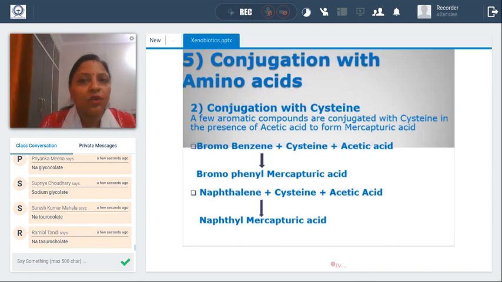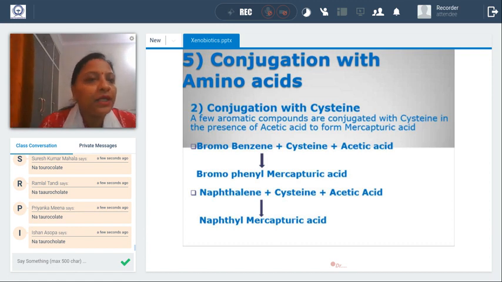So next reaction is conjugation with the amino acid cysteine. A few aromatic compounds are conjugated with cysteine in the presence of acetic acid to form mercapturic acid. This is an important reaction. So bromobenzene plus cysteine plus acetic acid converts into bromophenyl mercapturic acid, and naphthalene, cysteine, and acetic acid combine and form naphthyl mercapturic acid.